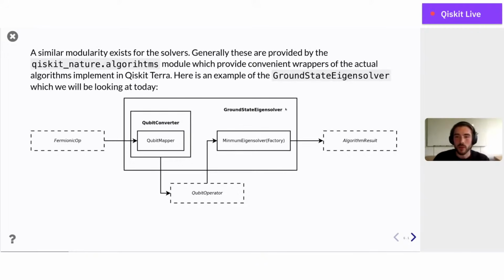Today, we will be using the ground state eigensolver, which finds the ground state of our system. It takes as an input two objects, a qubit converter, which deals with mapping our fermionic op into a qubit operator. And then it takes a minimum eigensolver, or a factory of an eigensolver, which then takes the qubit operator and actually applies the quantum algorithm to find the minimum eigenvalue of this operator. And in the end, you will get an algorithm result, which is exactly the return type that we were interested in.